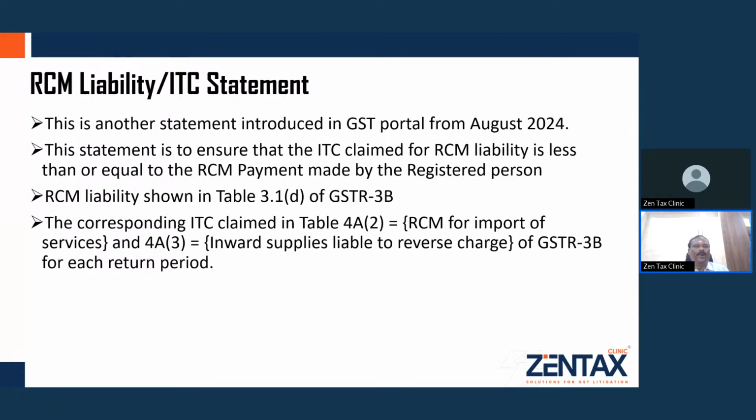Though they say it is for the assessee or the registered taxable person to ascertain the correct liability, it is more of a control mechanism for the department to ensure that the registered person does not claim a higher ITC as compared to the amount paid by him in table 3.1D. So this is the background for the electronic credit reversal and reclaim statement, the RCM liability and then the ITC statement. Now, what is the issue with this?